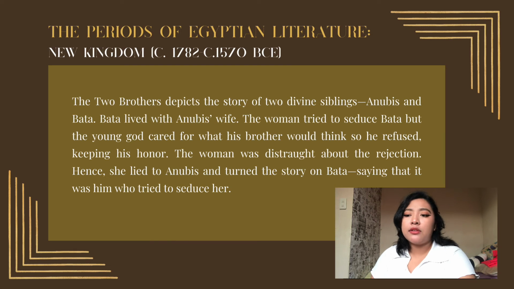The woman tried to seduce Bata, but due to his loyalty to his brother, the young god refused, keeping his honor. The woman was distraught about the rejection, hence she lied to Anubis and said that it was Bata who was seducing her, instead of the other way around, where she was the one trying to seduce Bata and tempt him to be with her and betray his brother.